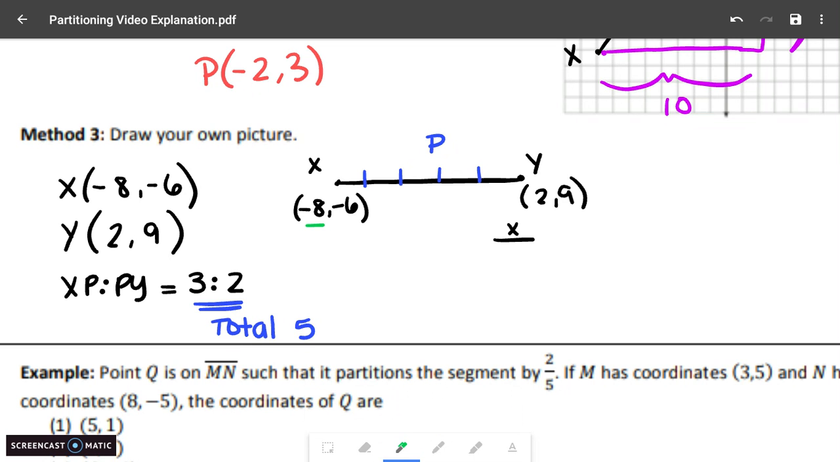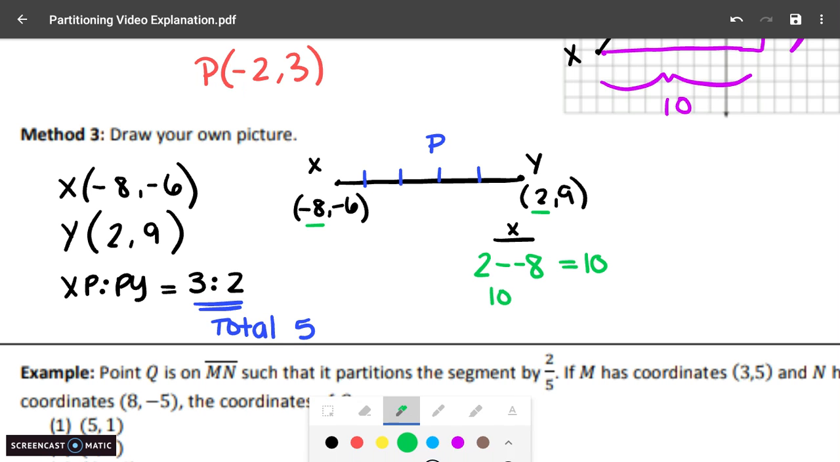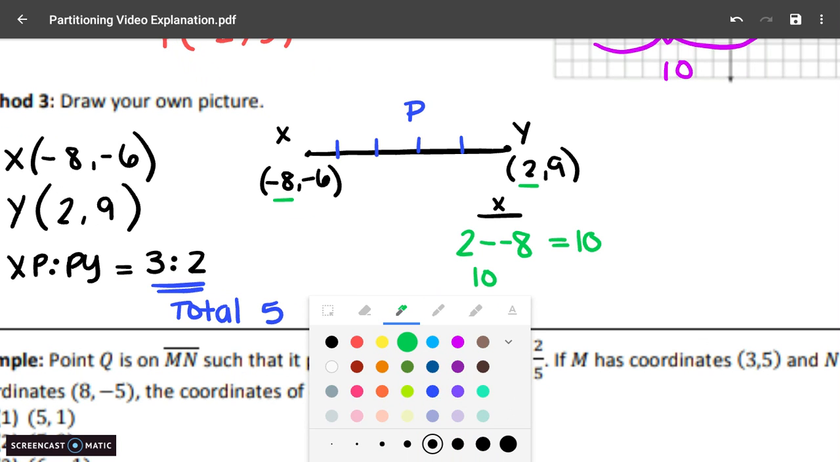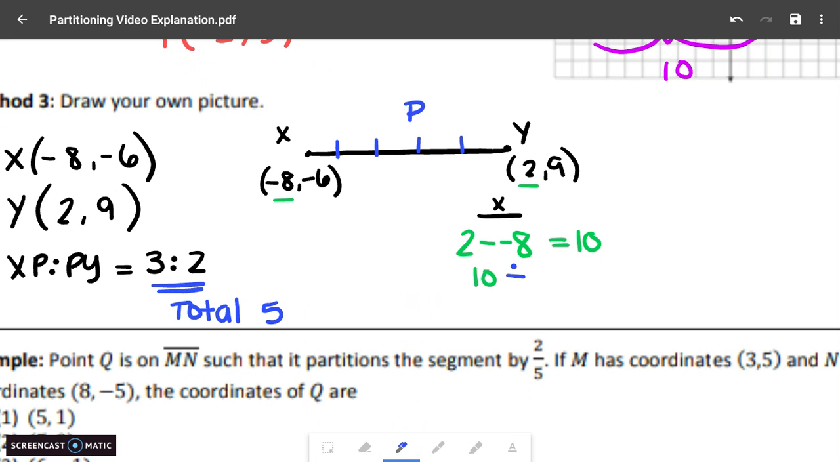I'm going to figure out how far apart this whole line segment is. So I'm going to take the X values and subtract: 2 minus -8, and that's 10 total units. That 10 is going to be broken up into 5 equal pieces. Since we're breaking it up into 5 equal pieces, that operation is division. And I'm going to get 2.